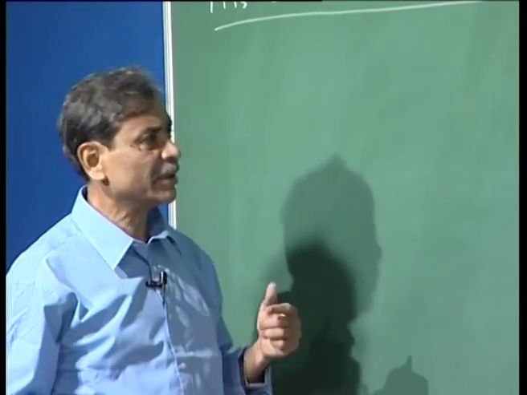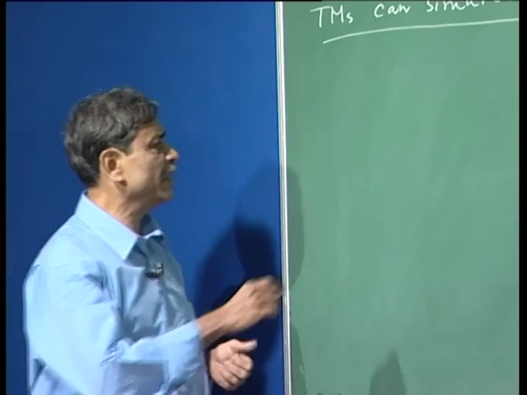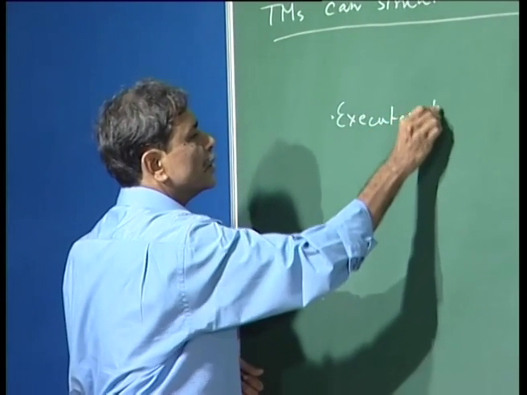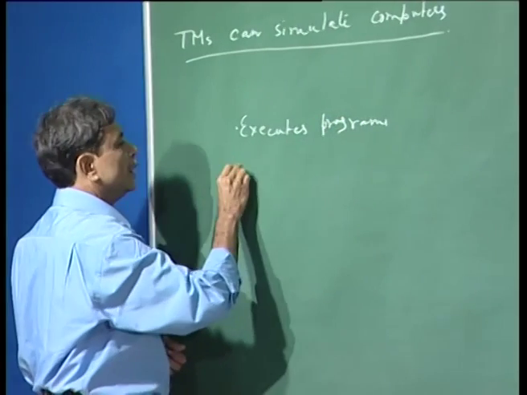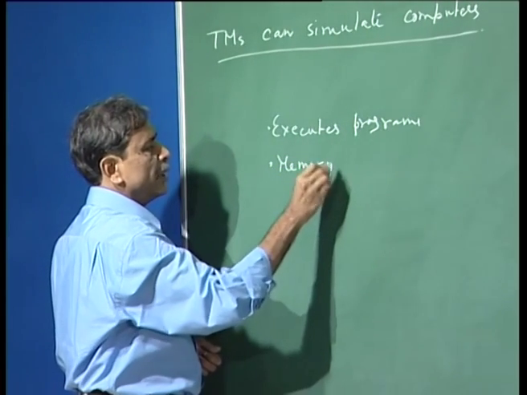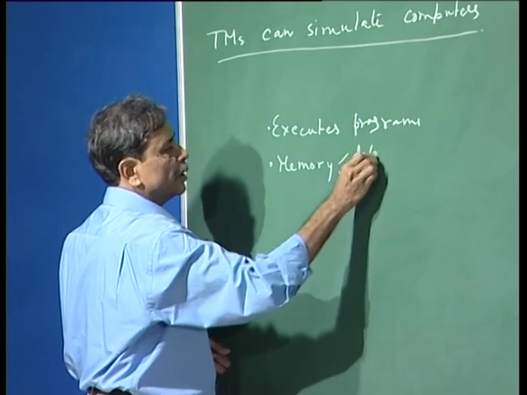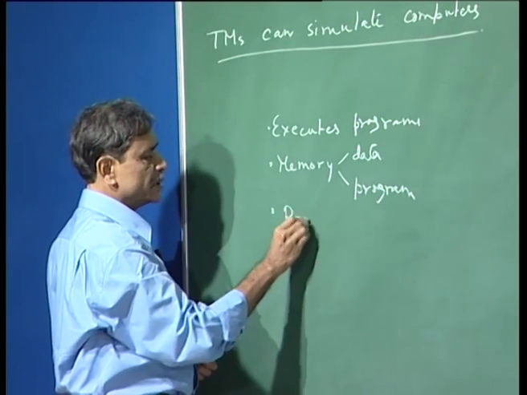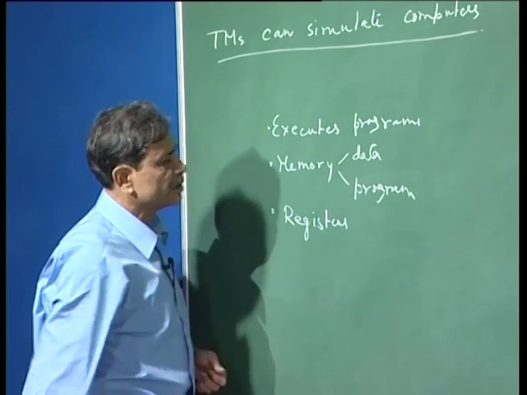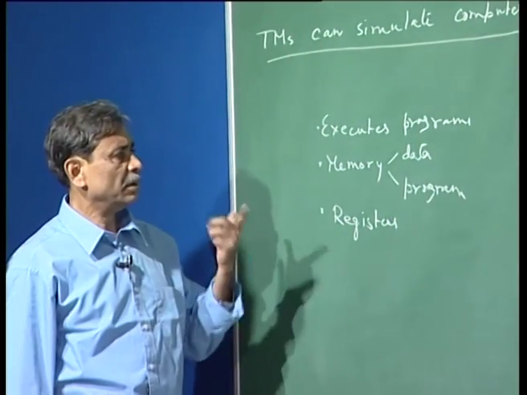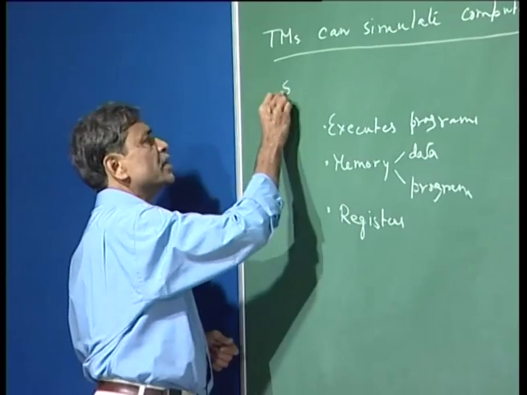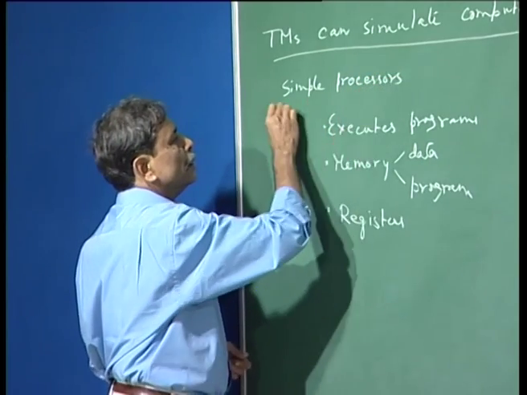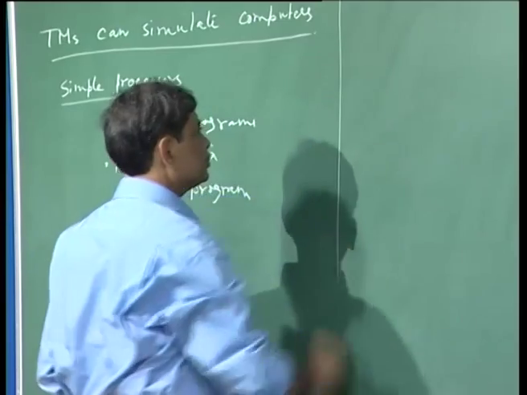So, what is a simple processor that can be modeled this way? A simple processor, of course, executes programs, it has memory, and this memory contains both data and the program. And a simple processor can have some registers, and registers also can store some bit pattern. So, we are just talking of simple processors. Now, from our knowledge of computer organization, we know how a simple processor operates.